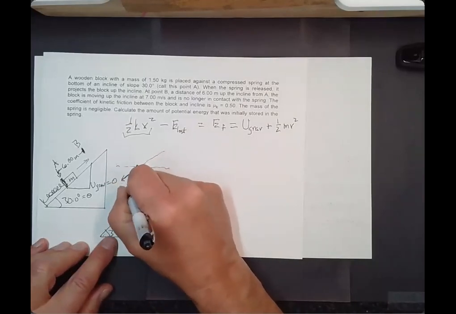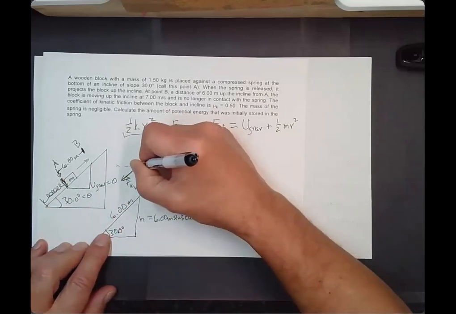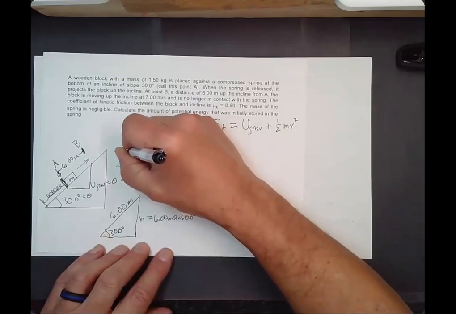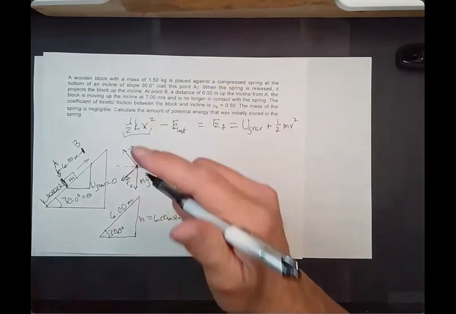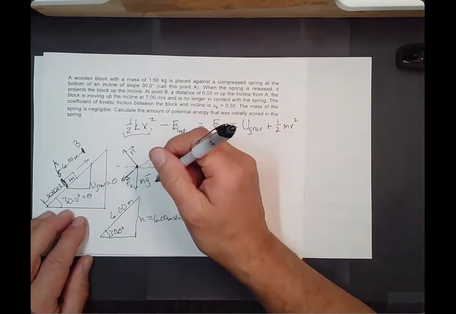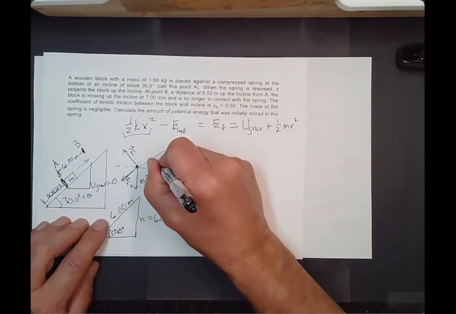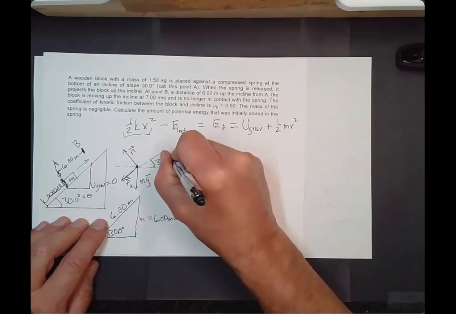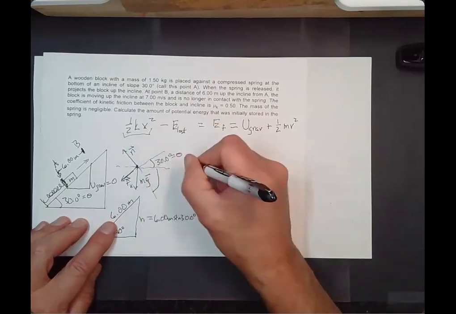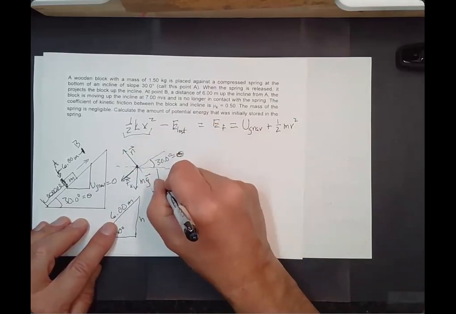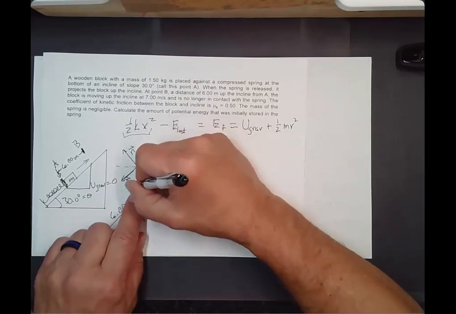I'll have the frictional force when it's going uphill. It's going to be kinetic friction in that direction, and I'll have a normal force. Now I'm not going to be using Newton's laws. The only reason I care about this is because I want to know what the normal force is. This is theta. This is 90 minus theta. This is theta again. And mg is that way.